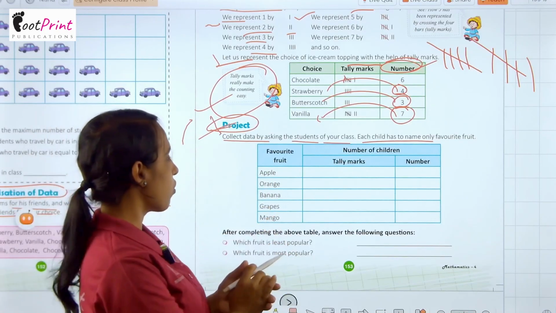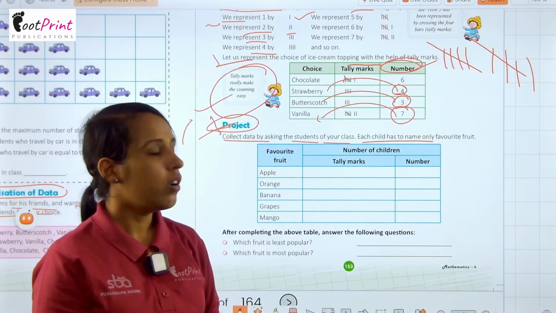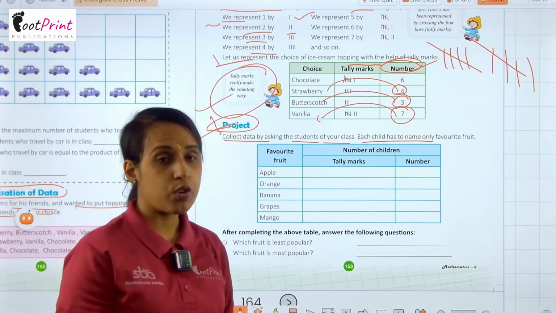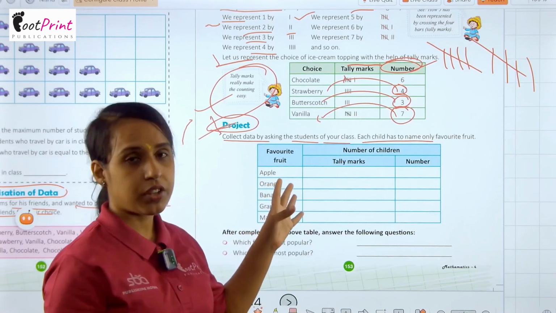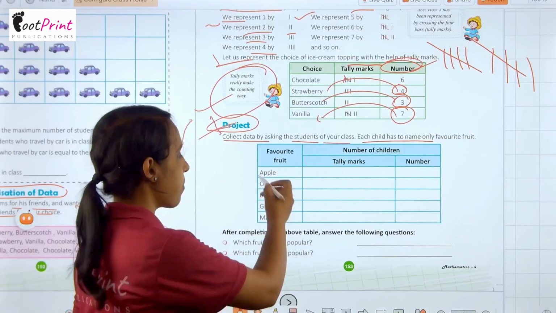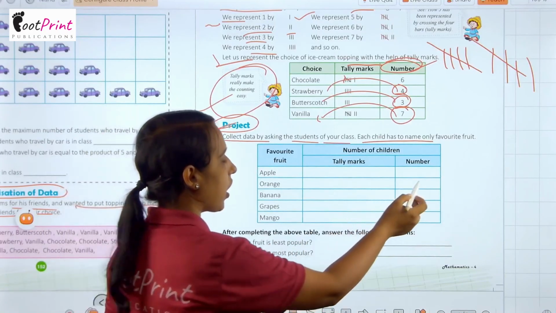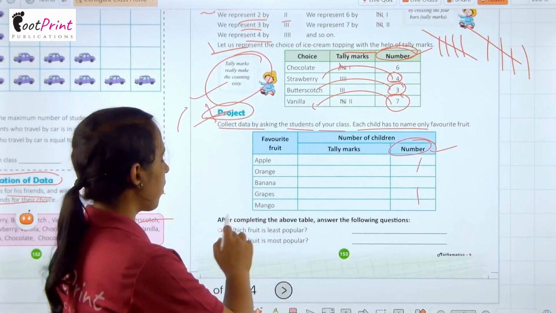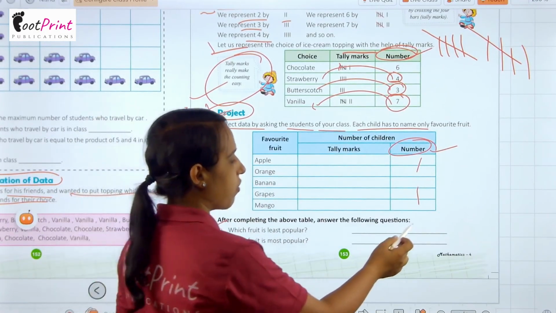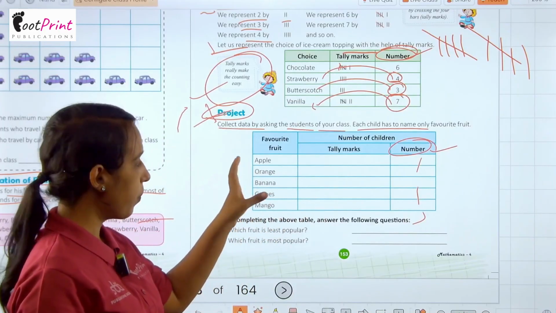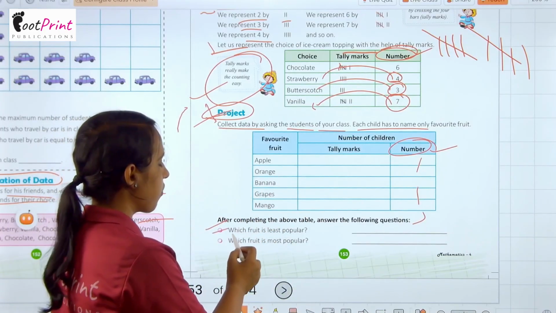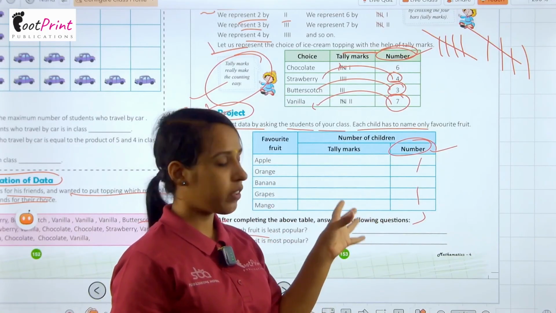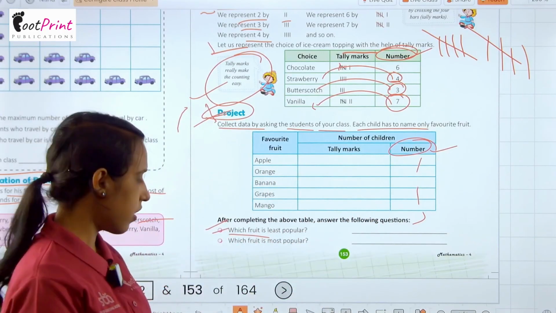So what you have to do is ask your classmates which fruit they like and put the tally marks here, and after that the total number will be right here. Then after completing the above table, answer the following questions on the basis of your data. The first one is: which fruit is least popular? As you collected data, observe that and then give the answers to these questions.